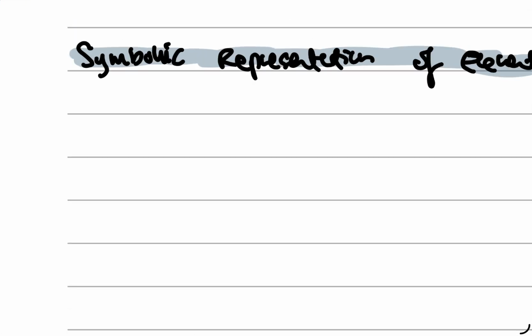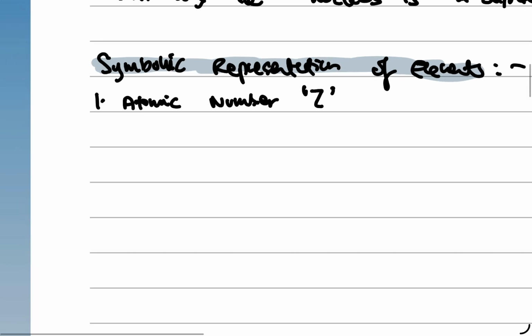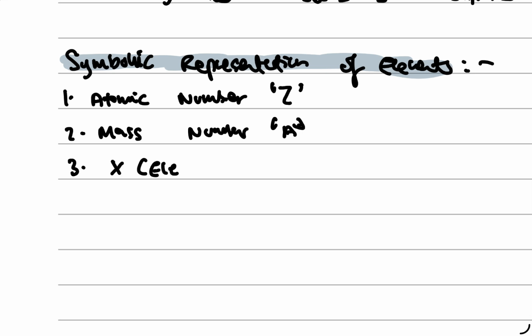So when we talk about this, we usually have two things that we refer to. The first one is atomic number, and I'm going to give you an example, and that example is going to be referred to by Z. And then we have something called mass number, which I'm going to refer to as A. And then we have something known as X, and that's just your element. All right. Now let's just define what each of these things are.